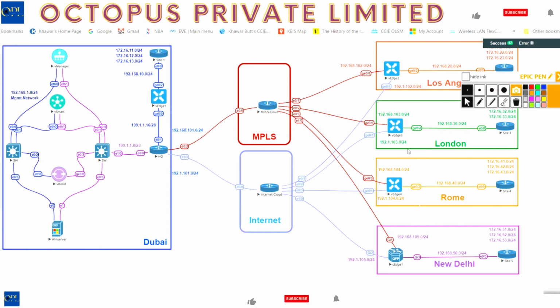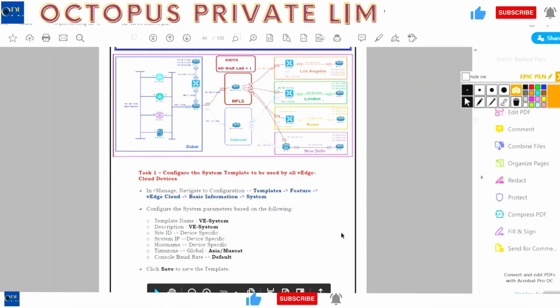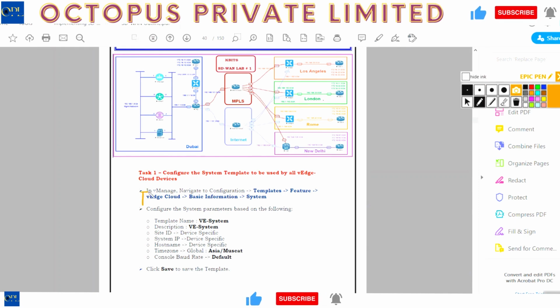All right. What do I want to do with the system? Let's take a look at this slide. What they want to do is create a template that is specifically going to be for a vEdge cloud. As I said, the templates are created for a particular device. They want to call it VE system. VE stands for vEdge. It's just a standard naming thing that you do. It's a good thing to give names that have some type of meaning. And this is for your system.